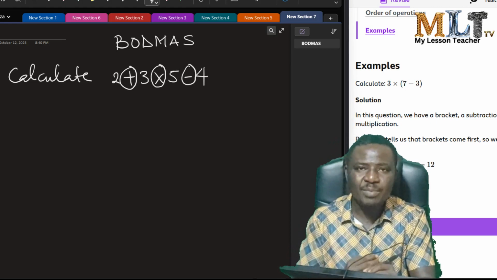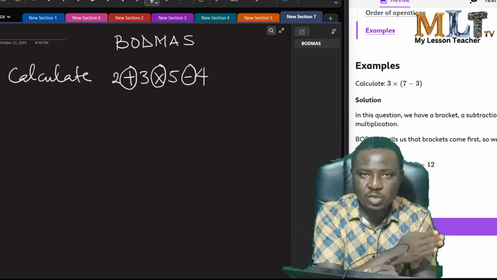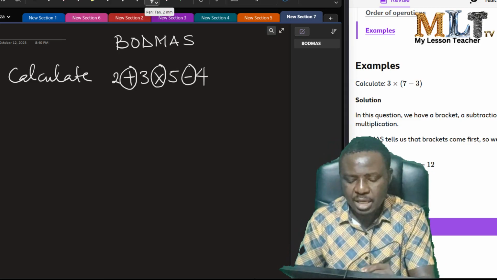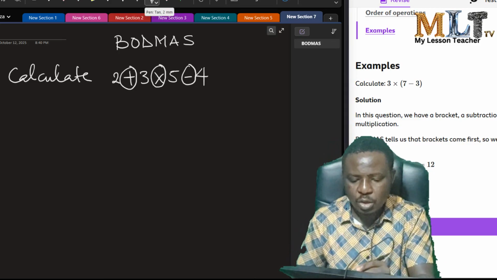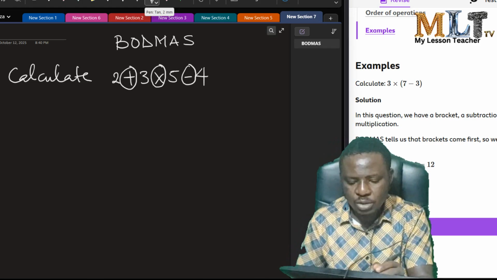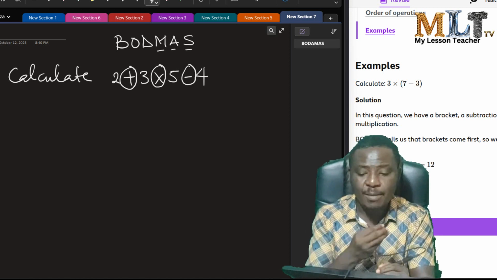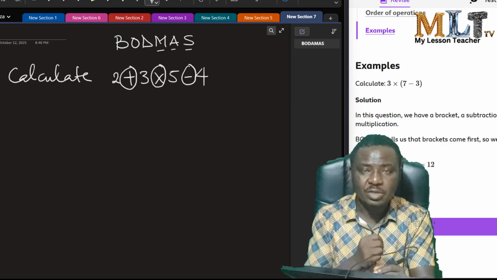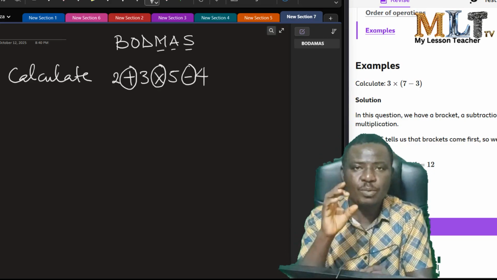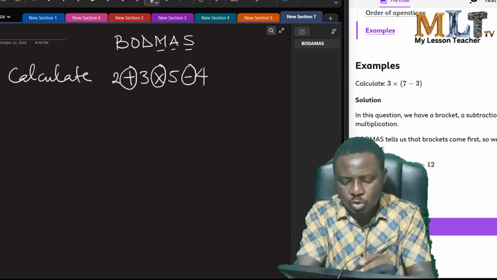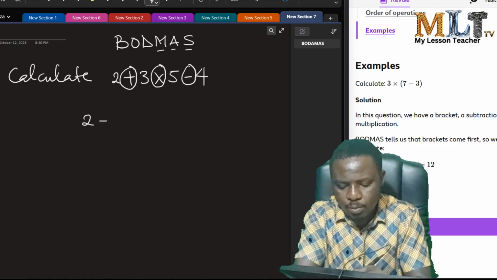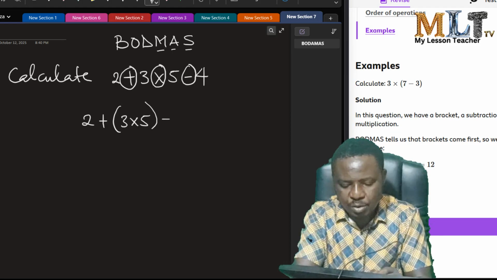So we need to carry them out in the right order, meaning that comparing these 3 operations, we have multiplication, addition and subtraction. And in that order, multiplication comes first before addition and subtraction. So we are going to carry out the operation of multiplication first. So that implies 2 plus bracket 3 times 5 minus 4.